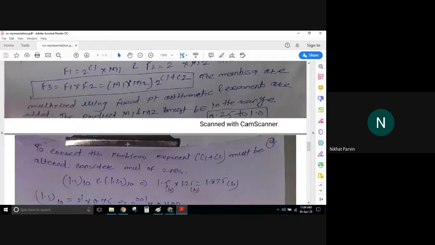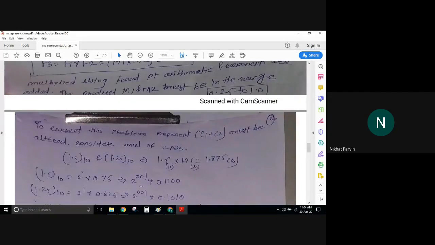Now suppose it is not satisfying, that is, your mantissa is not coming in the range 0.25 to 1. That means it may be less than 0.25 or it may be more than 1. At that time, to solve such a problem you have to do everything with your exponent part only. You have to keep changing c1 and c2 in such a way that the product of m1 and m2 will range from 0.25 to 1 only.